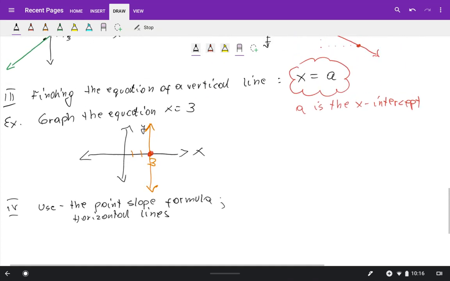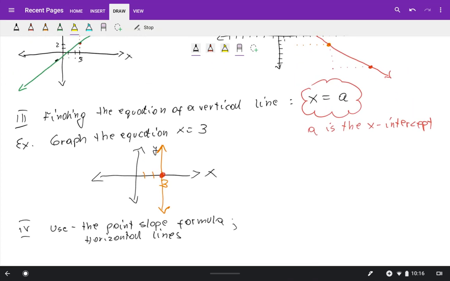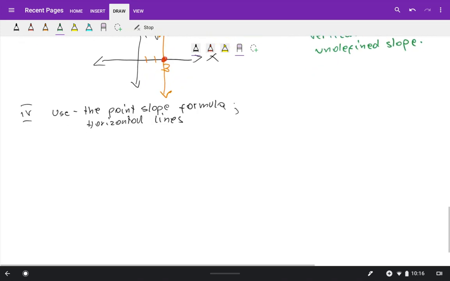Here also, let me just go back to vertical lines. Sorry that I'm jumping like that. Let me write this down, just to review that again: vertical lines have undefined slope. So we have that information together.